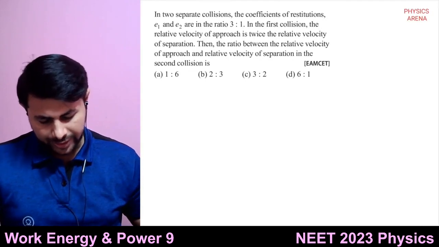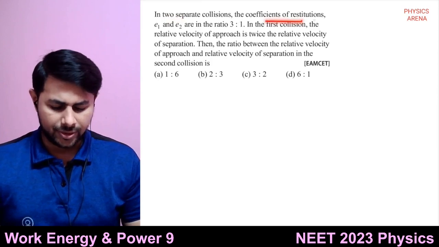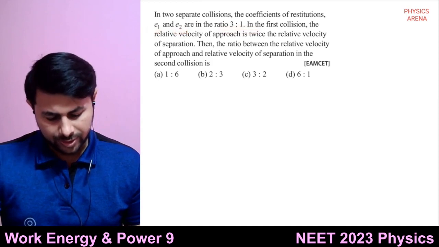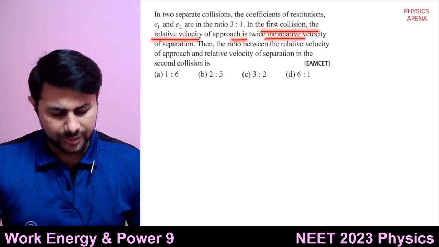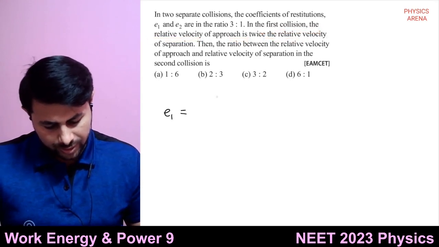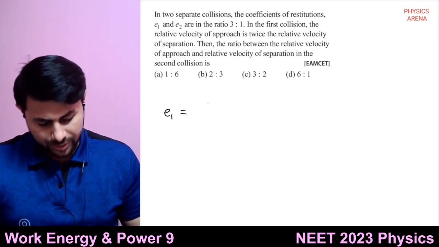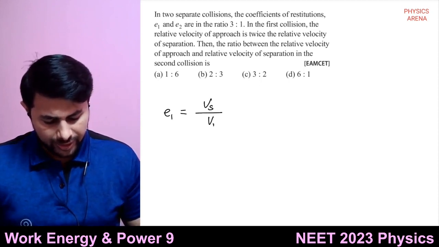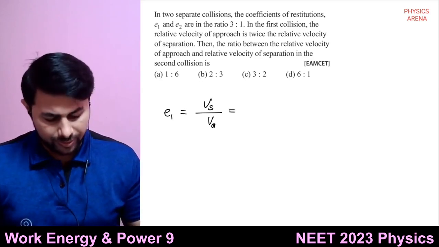Then let's move on to the next problem. In two separate collisions, the coefficients of restitution E1 and E2 are in the ratio of 3:1. In the first collision, the relative velocity of approach is twice the relative velocity of separation. Let's call Vs the velocity of separation and Va the velocity of approach. It's given that Va is twice Vs.